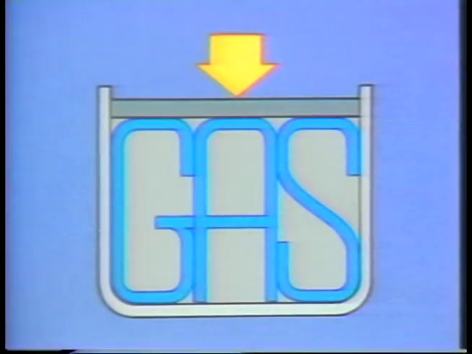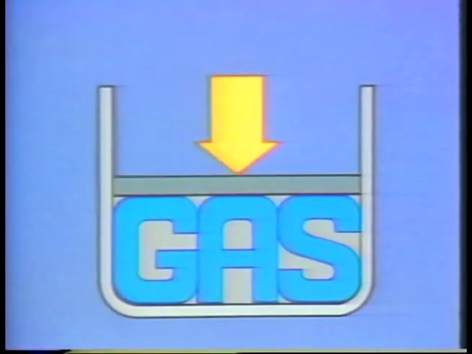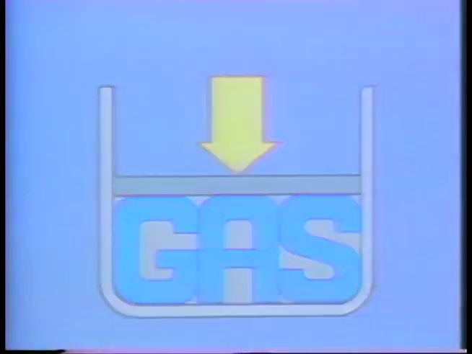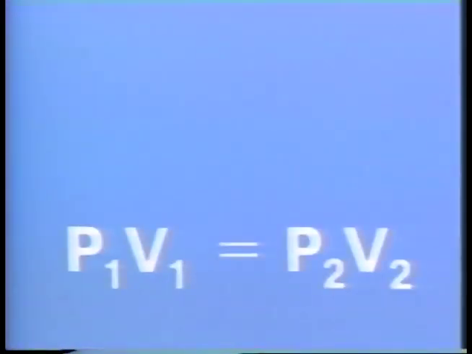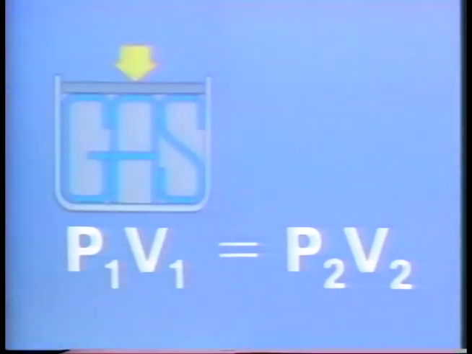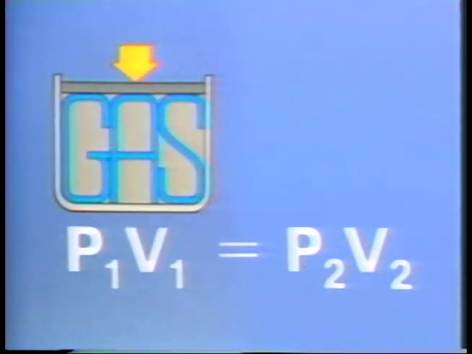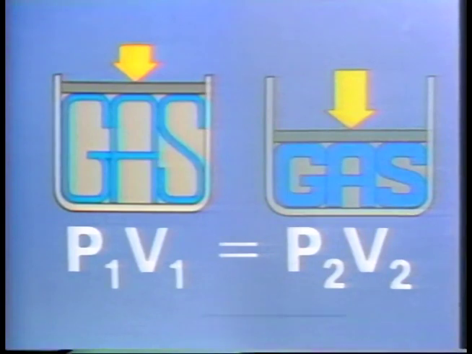If we place some gas in a cylinder and apply force with a piston, the gas will be compressed. If the force applied to the gas is doubled, the volume decreases by half. Now, this is expressed mathematically by the equation P1 V1 equals P2 V2. P1 stands for initial pressure, and V1 stands for the initial volume. P2 stands for the pressure of the gas after compression or expansion. V2 stands for the volume after compression or expansion. Now, this relationship is called Boyle's law, in honor of the physicist who discovered it.